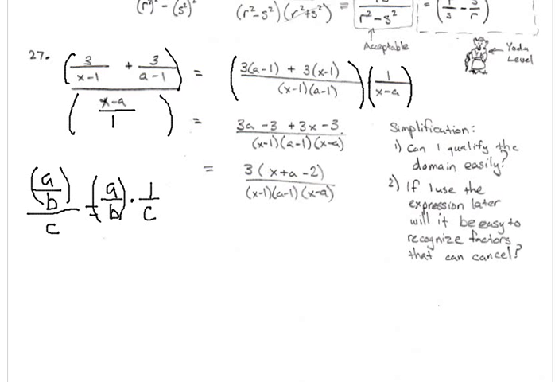Okay, so I simplify this, right? Combine these together. I factored out a common factor of 3 between the two of them, and then I have this, right?